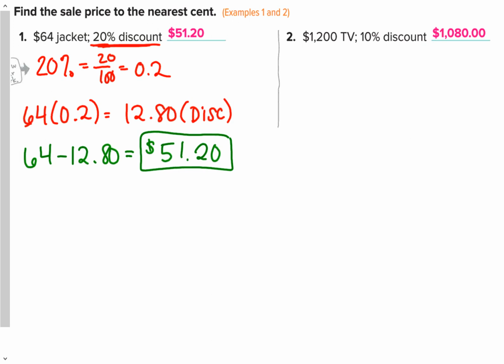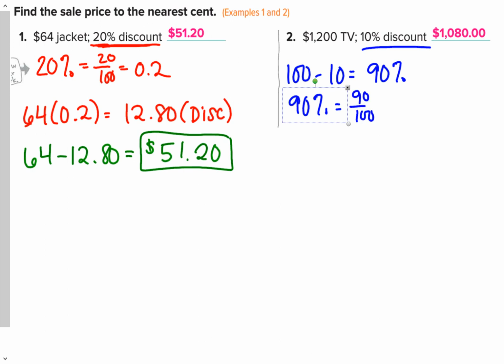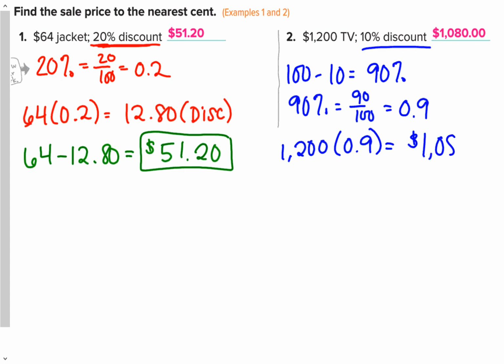Okay, so your next one is a $1,200 TV at a 10% discount. So I'm going to do method 2. If you have a 10% discount, that means that you're actually only paying 90% of the price. And just remember 90% equals 90 over 100 or 0.9. So since you're only paying 90%, you're just going to take your 1,200, multiply it times 0.9, and that's 1,080. All right.